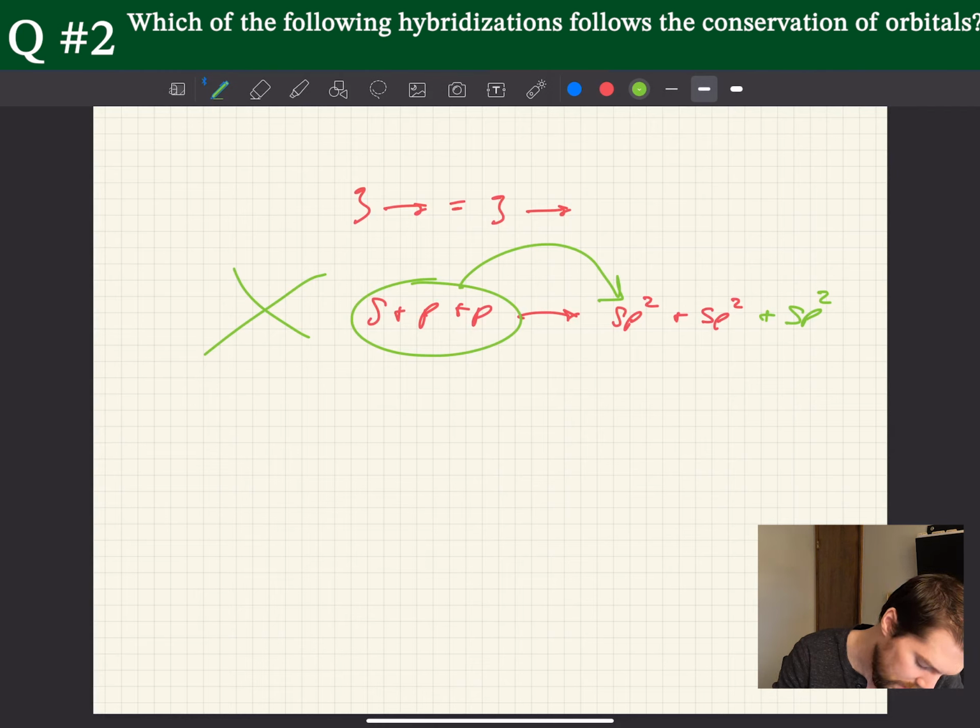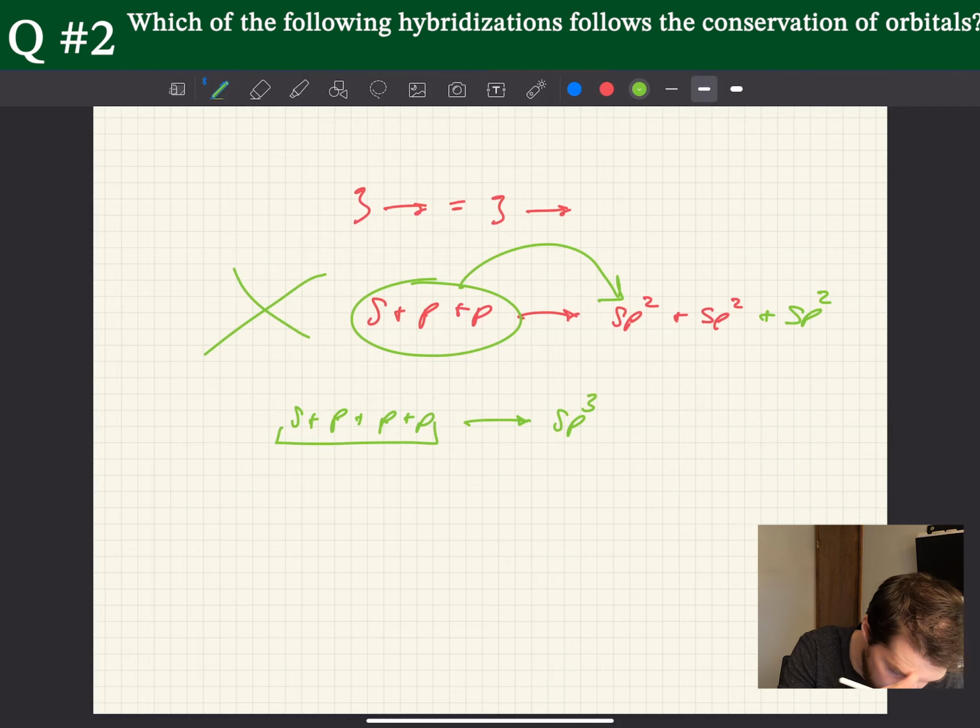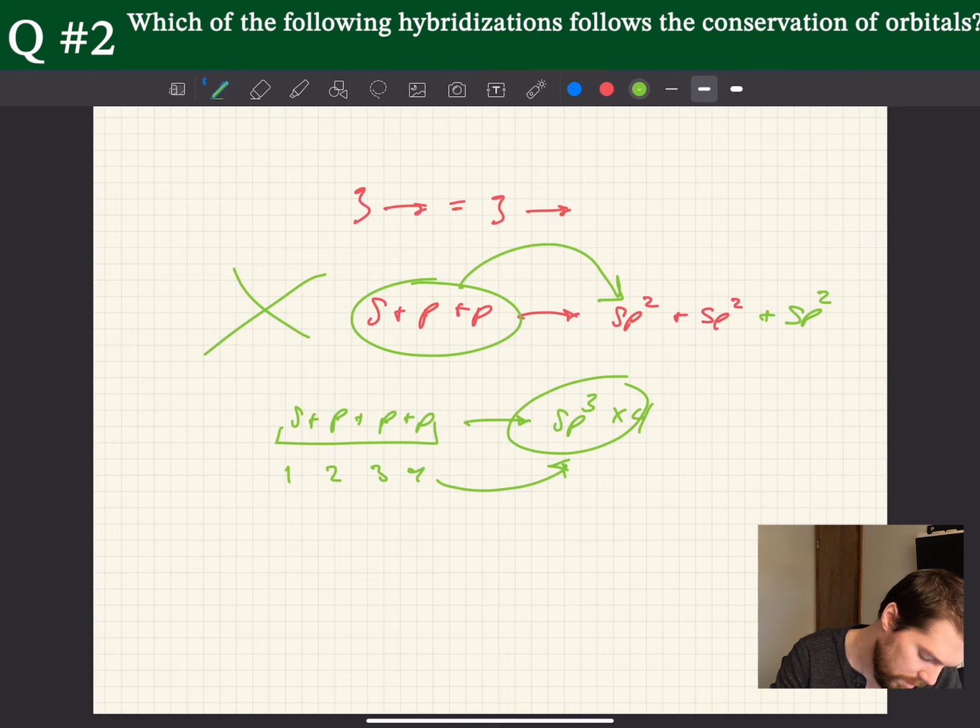Let's look at the next one. S plus p plus p plus p. I would expect sp3 hybrid orbitals, and in fact, we do get that from the prompt here, and we get that times 4. I put in 1, 2, 3, 4, and I got out 4 sp3 hybrid orbitals. That one does.